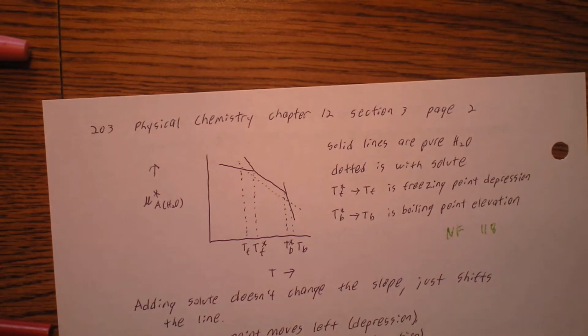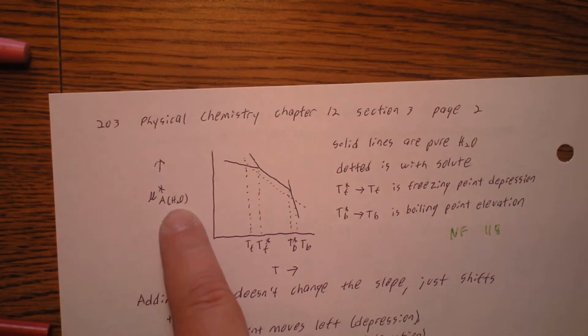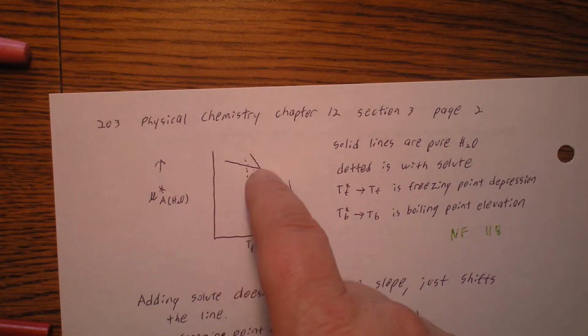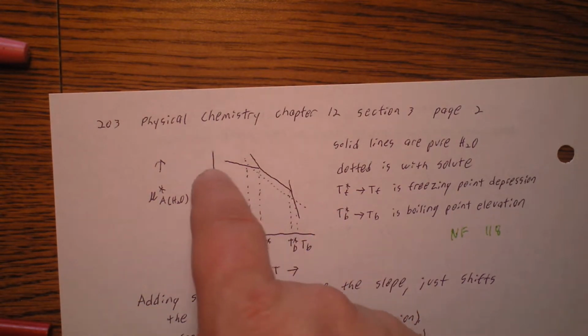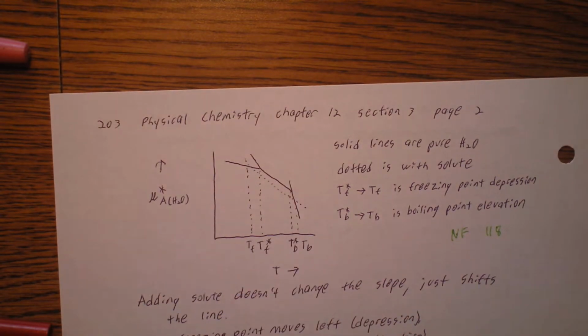Okay, here we go again. That's a similar graph. So again, we're doing a chemical potential of the substance A, which is water, the pure substance, and this is potential versus temperature. The solid lines are the pure H2O. So this is the line for solid, this is the line for liquid, this is the line for gas.